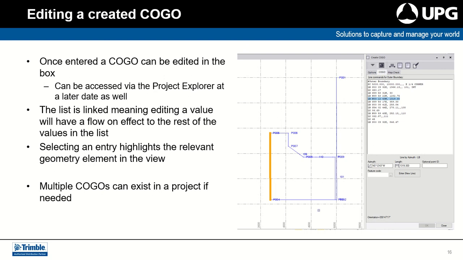Multiple COGOs can exist in the same project if you want. So don't feel that you need to have just one project per COGO. You can design an entire subdivision with multiple COGOs if you need to. The idea behind a COGO is that you can go back and edit that at any stage. You don't need to look at each individual point once it's been done. The COGO is an active element that you can return to, reopen this window and edit it on the fly if you need to, because we understand that projects change and you need to make adjustments, so that can be done at any stage.